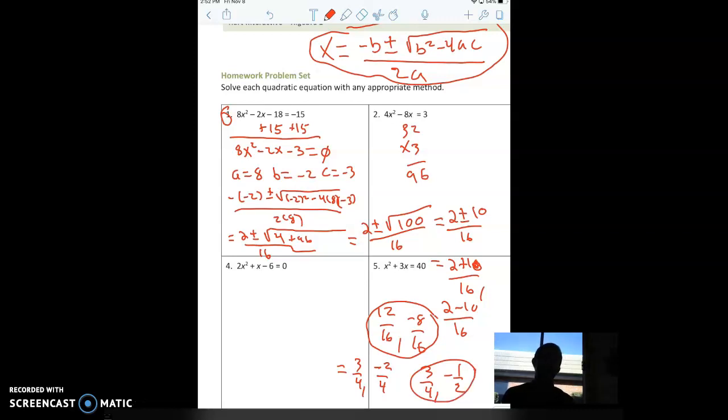Okay, so let me just reiterate what I just did. I set the right side equal to 0. I identified my a, b, and c. Plugged and chugged everything into the quadratic formula, simplified it. I made sure that I did the multiplication first, and then I get fractions. And if you wanted to, you can simplify the fractions. Okay, I'm going to erase everything, and I'm going to do number 2.